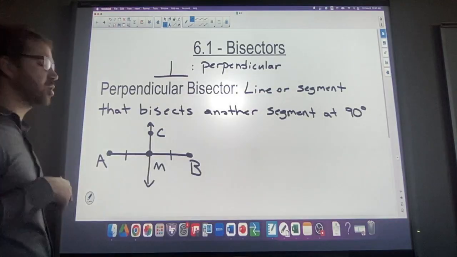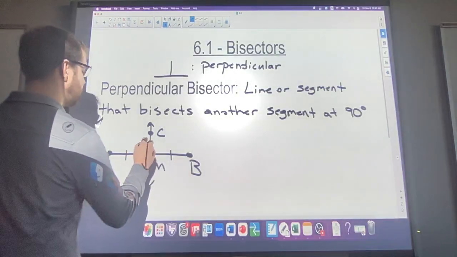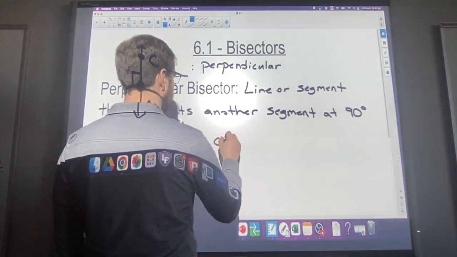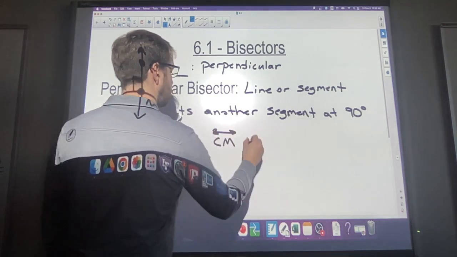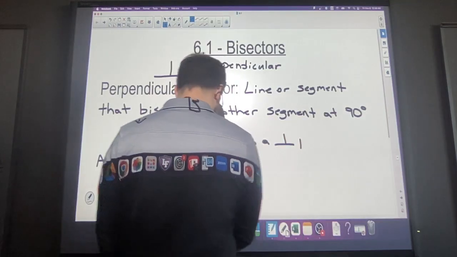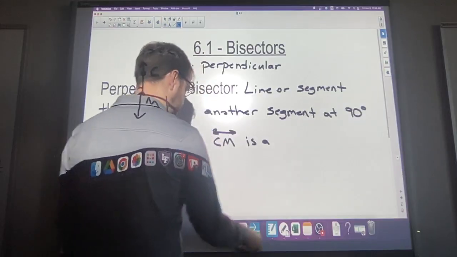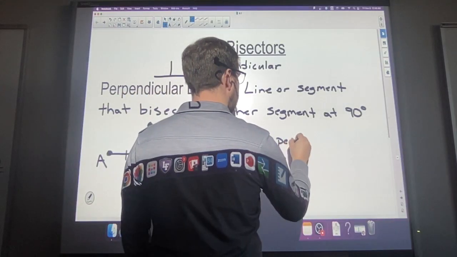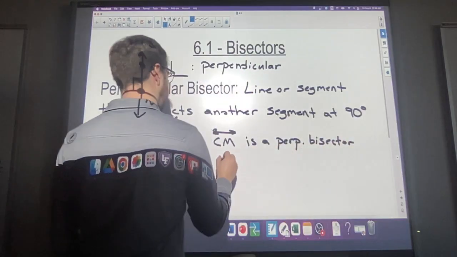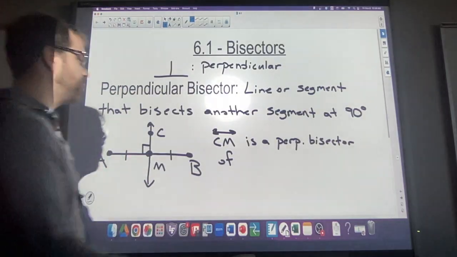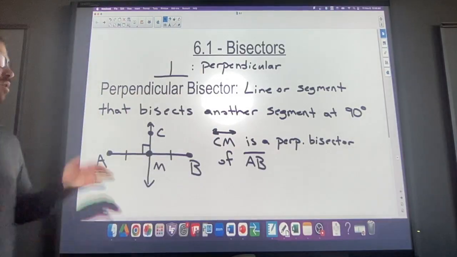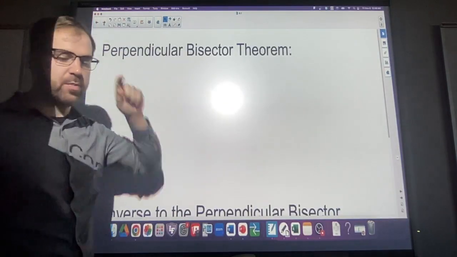Okay, now this is not a perpendicular, right now this is a bisector, but once we do this, then it's a perpendicular bisector. So we would say this: CM, so line CM is a perpendicular bisector. Let me just write it out so you know what I'm saying here. Is a perpendicular bisector of, what is it? Bisecting segment AB. Good. Okay, so that's what a perpendicular bisector is. Let's move on. Okay, perpendicular bisector theorem.